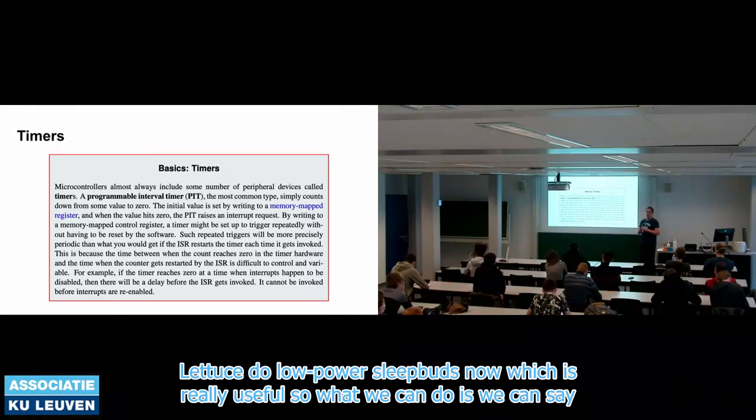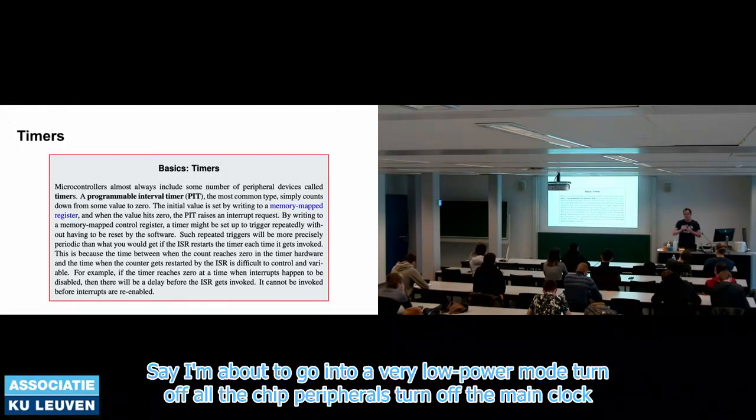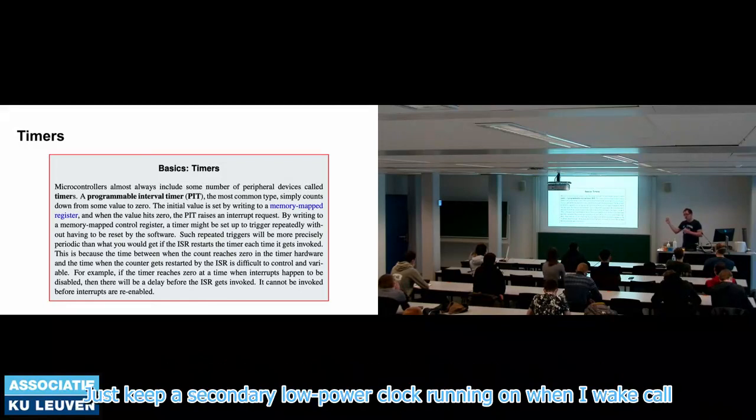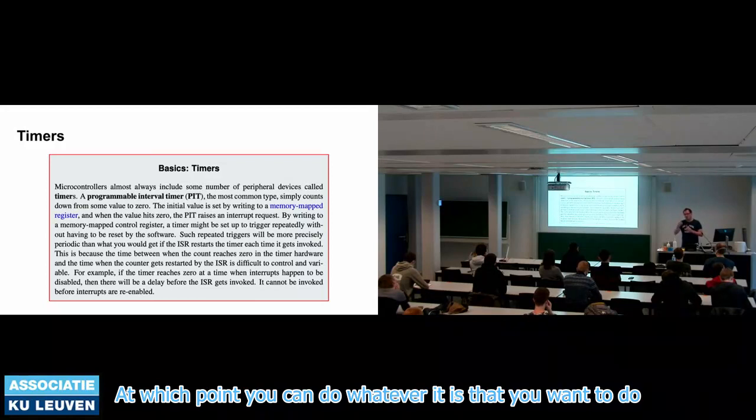So what we can do is say I'm about to go into a very low power mode, turn off all the chip peripherals, turn off the main clock, just keep a secondary low power clock running, and when I wake, call my wake up function. At which point you can do whatever it is that you want to do.